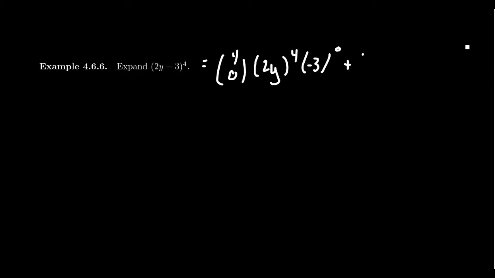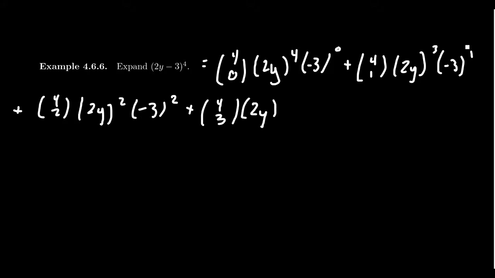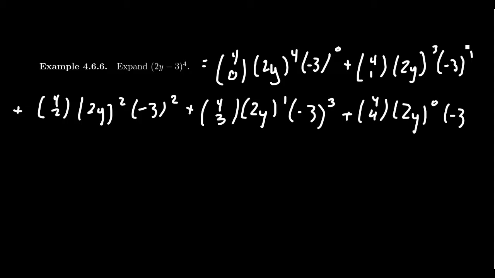Then the next, we're going to get 4 choose 1 times 2y to the 3rd times negative 3 to the 1st. Then we get 4 choose 2 times 2y squared, negative 3 squared. Next, we're going to get 4 choose 3, which admittedly is the same number, but let's go in the right order here. You're going to get 2y to the 1st, and then you're going to get negative 3 cubed. And then lastly, you're going to get 4 choose 4, which is going to look like 2y to the 0, then negative 3 to the 4th, like so.